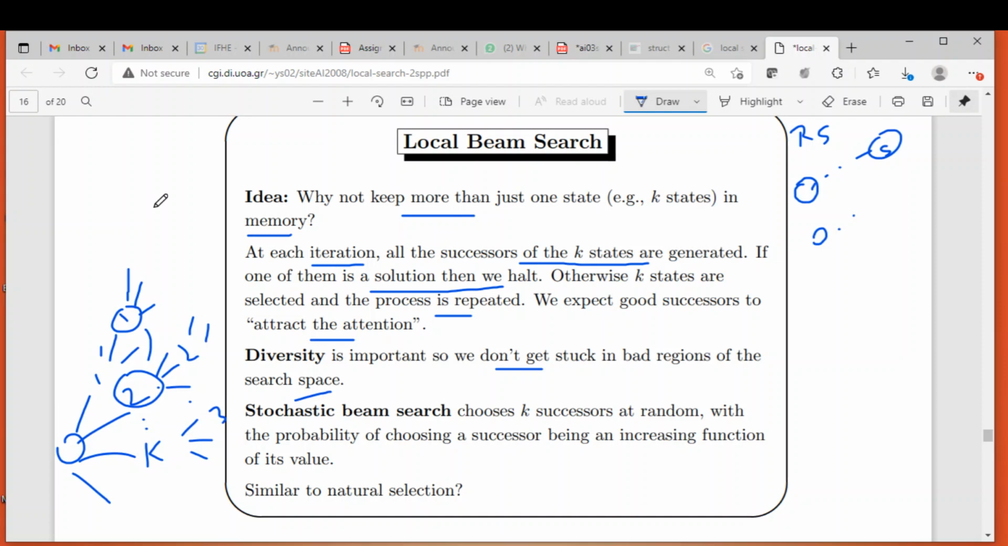There was one suggestion given to improve this and make it diverse, called stochastic beam search. It chooses k successors at random, with the probability of choosing a successor being an increasing function of its value. Whereas in normal beam search, the k successors are the best nodes, chosen based on their evaluation function, stochastic beam search says you choose the k successors at random. When you choose the k successors at random, the algorithm can maintain diversity.